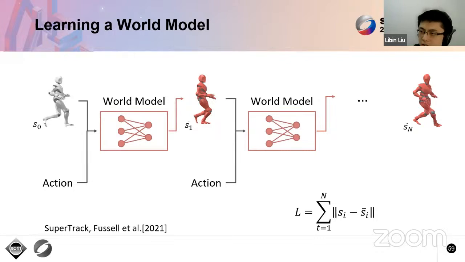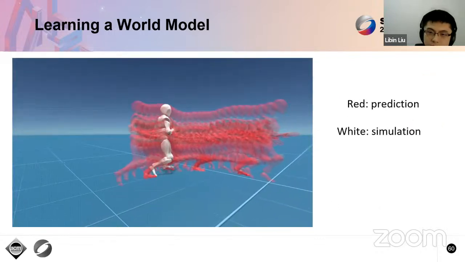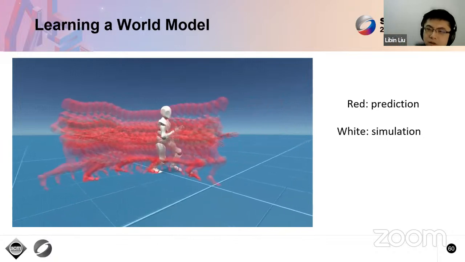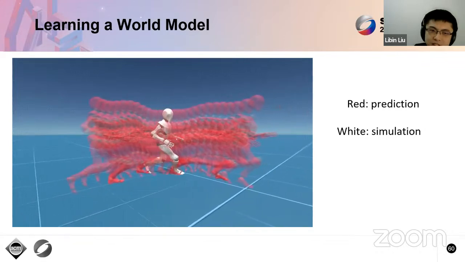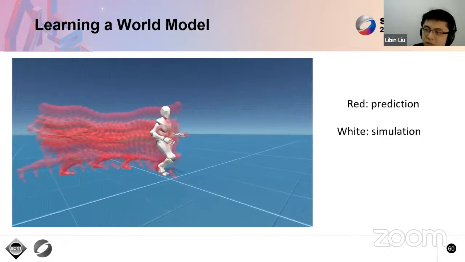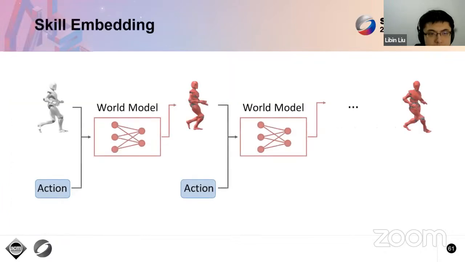So we can generate a long sequence using the world model and compare this long sequence with the real simulation. And this can help us train this world model to approximate the real simulator. So here is one example. Although we originally thought this world model could be inaccurate, in fact it's pretty accurate. It's accurate enough to capture the real simulation pretty well. So based on the world model, we can now try to train these motion embeddings or generative models with the help of this differentiable world model or differentiable simulator.